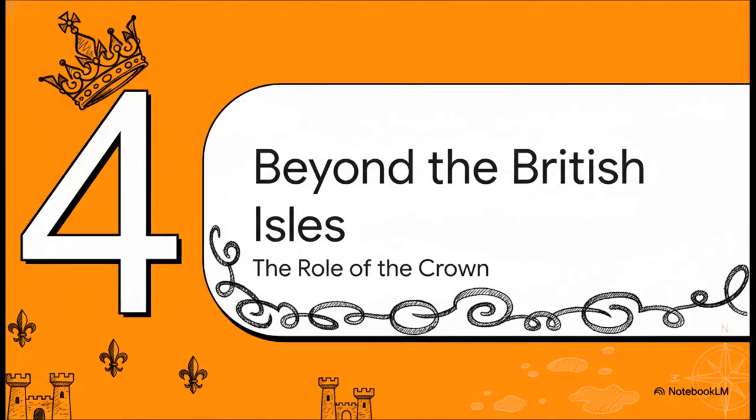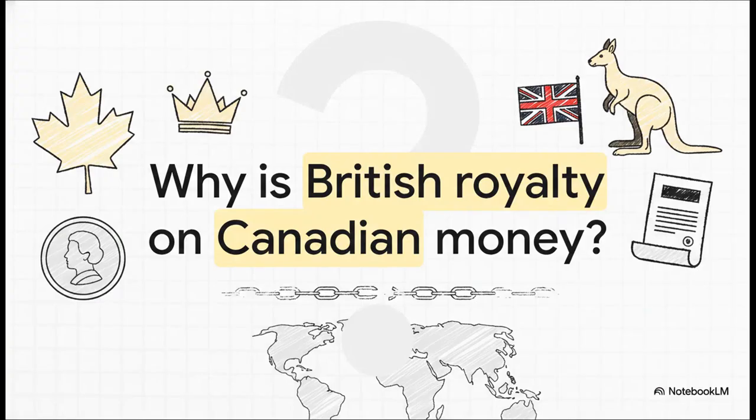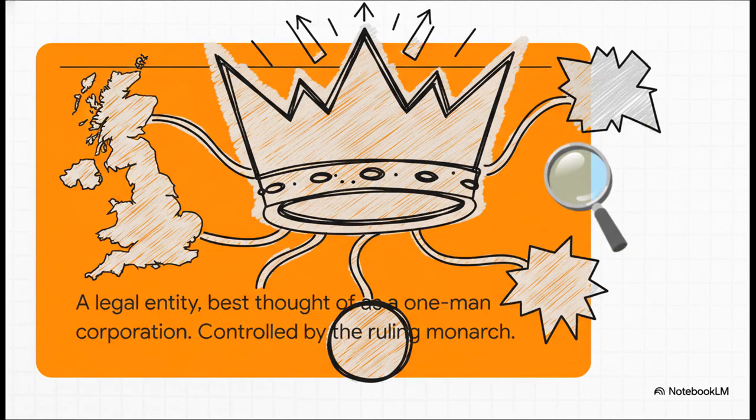So we've sorted out the islands, but believe it or not, the puzzle actually gets bigger when we start to look beyond the British Isles and check out the role of the British Crown. You know, if you've ever been to Canada or Australia or New Zealand, you might have seen the Queen or King on the money and wondered, wait, what's going on here? This question actually opens up a whole history about the British Empire and a really unique concept. The answer lies in this idea of the crown.